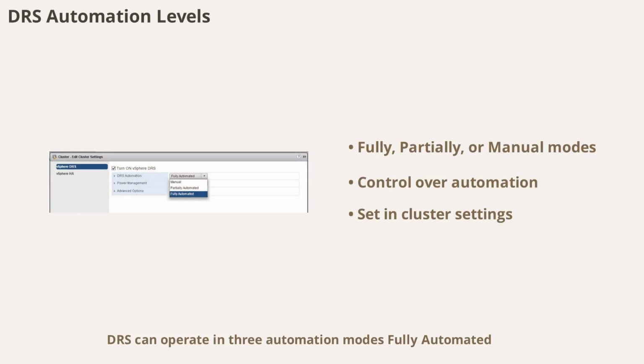DRS can operate in 3 automation modes: fully automated, partially automated, and manual. In fully automated mode, DRS handles both initial placement and load balancing automatically. Partially automated mode automates only the initial placement, leaving load balancing recommendations for you to apply. In manual mode, you must approve all recommendations. You can set the automation level in the cluster settings, giving you control over how much DRS manages on its own. Choosing the right level depends on your operational preferences and trust in DRS's decisions.